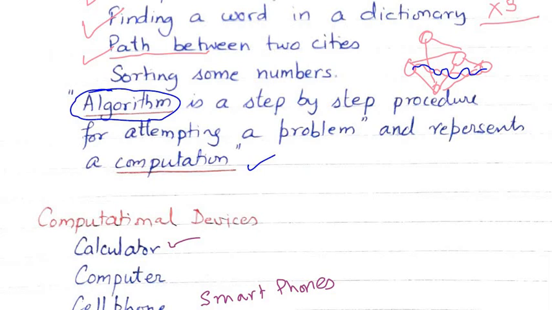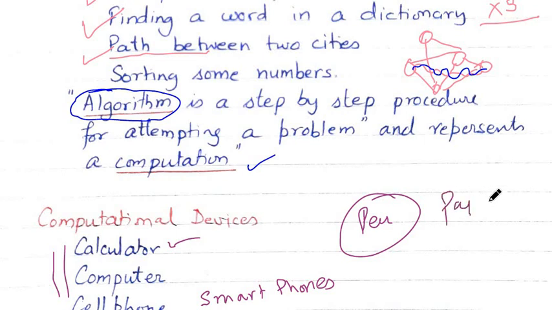Interestingly, before all these devices existed, we also did computation. How did we do computation before that? We did it with the help of some writing device like a pen or pencil or quill, and of course we need paper. So this is also one of the computing devices.